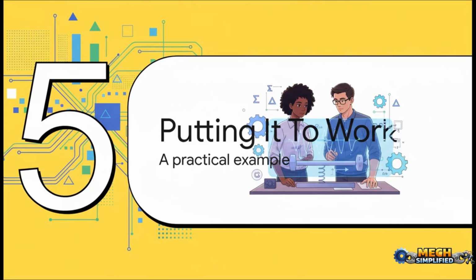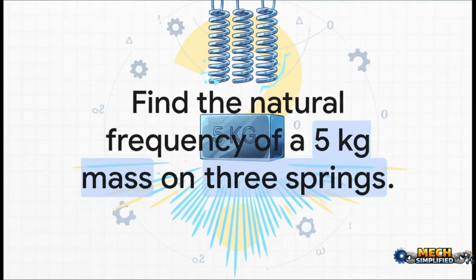All right, enough theory. Let's see how this actually works in practice. We're going to take these formulas we just uncovered and put them to work on a real-deal engineering problem to see just how useful they are. So here's our scenario. We have a 5 kilogram mass, but instead of just one spring, it's being held up by 3 different springs, all working together side by side. The question is, if we disturb this system, how fast is it going to vibrate?